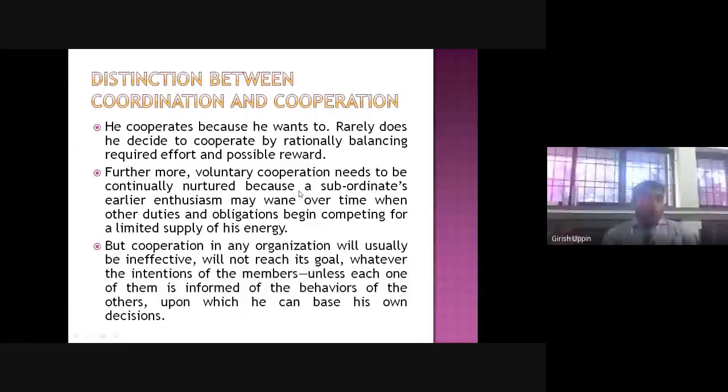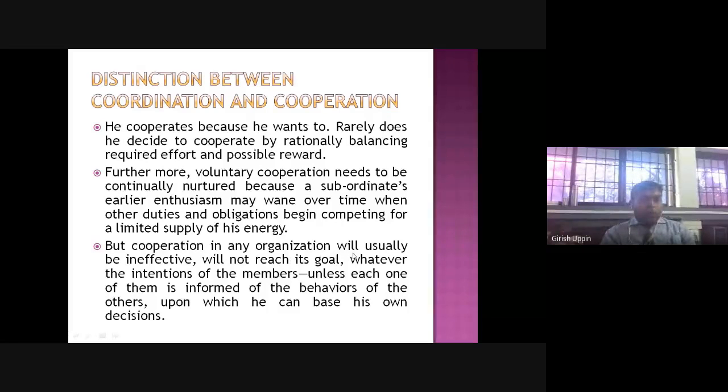Further, voluntary cooperation needs to be continually nurtured because a subordinate's earlier enthusiasm may wane over time when other duties and obligations begin competing for his limited supply of energy. At an early stage, when people are asked to cooperate, there is a lot of enthusiasm. As time lapses, if that feeling is not nurtured, and he is loaded with other work, the cooperation he gives will reduce.